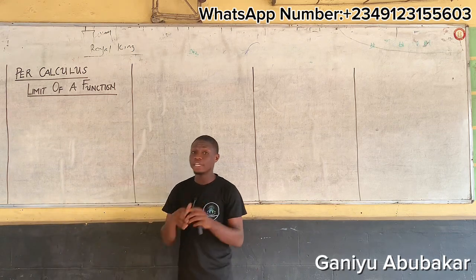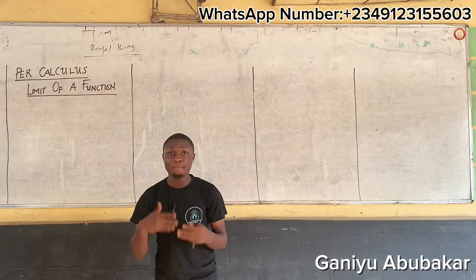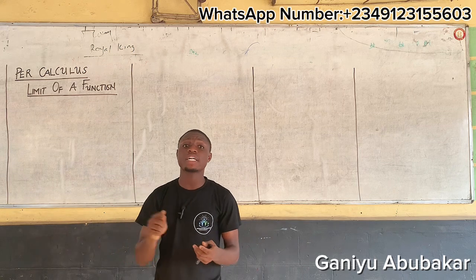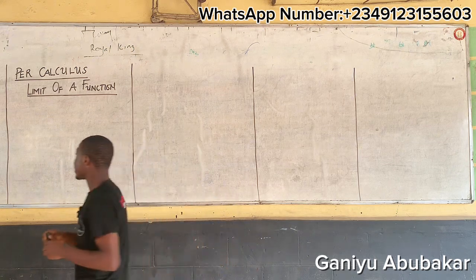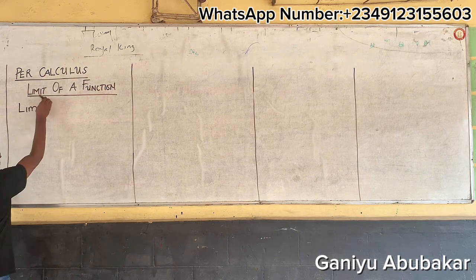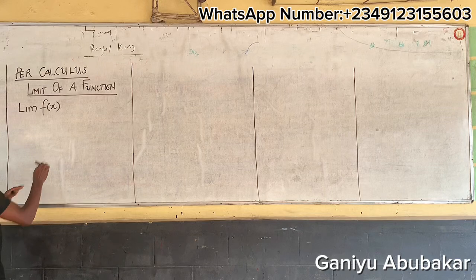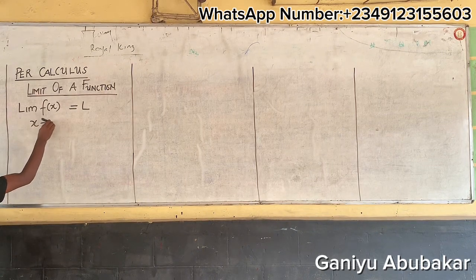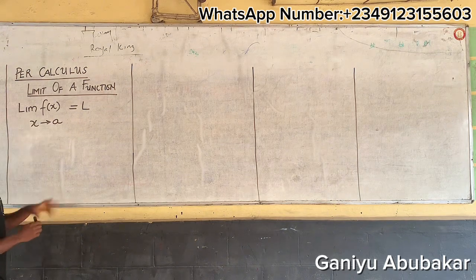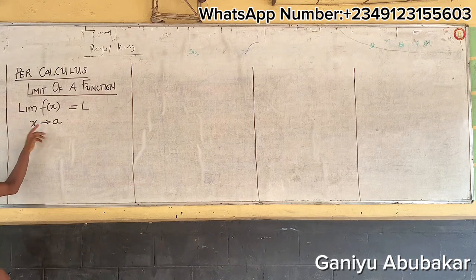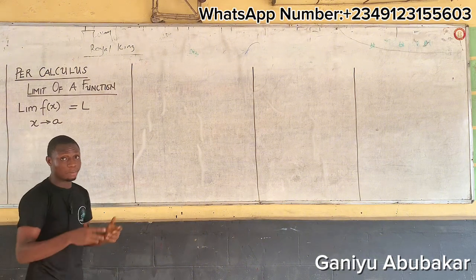So let's say I have the limit of a function of x being equal to L as x tends to a. How do you write that in limit concept? Let's say I have a limit of a function of x, that is f of x, equal to L as x tends to a, or perhaps you call it approaches a. This arrow here signifies tends to or approaches. So this becomes your mathematical expression for limit.